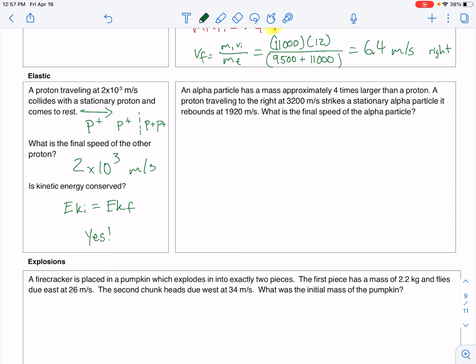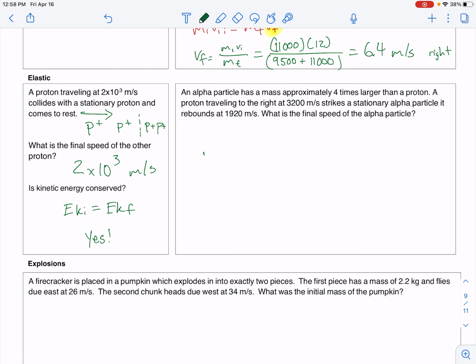We know that alpha particles are approximately 4 times larger than a proton. And this proton is traveling to the right at 3,200 meters per second and strikes the stationary alpha particle, doing this in our big particle accelerators. Anyways, it's going to rebound away with a velocity of 1,920 meters per second. So we're looking at what's the final speed of the alpha particle after the collision.